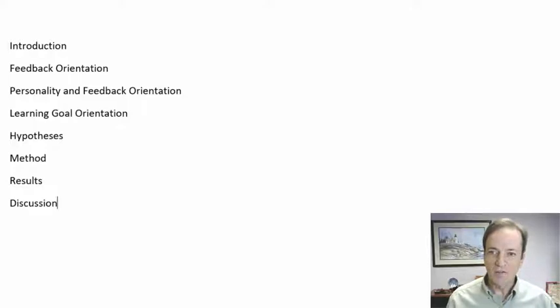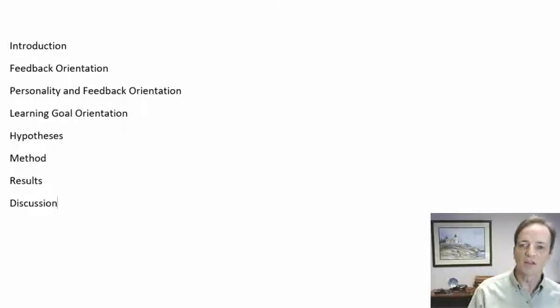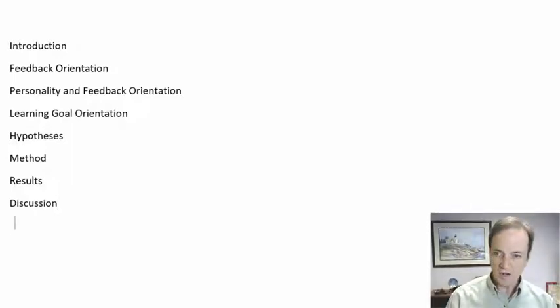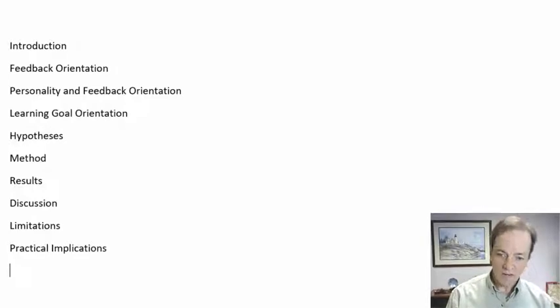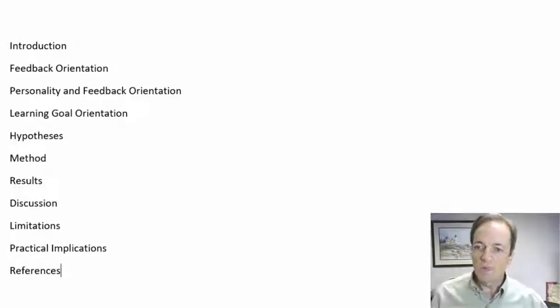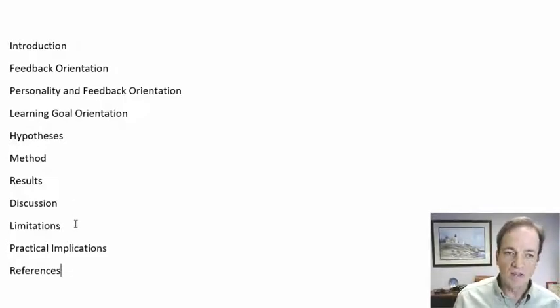So this is just a basic outline, and then you could add in things like, after the discussion, maybe something about limitations. Practical implications would be really important for you guys, and then also, of course, your references. This particular paper, you could see it's a full-blown research study. So this is pretty much like the option one.